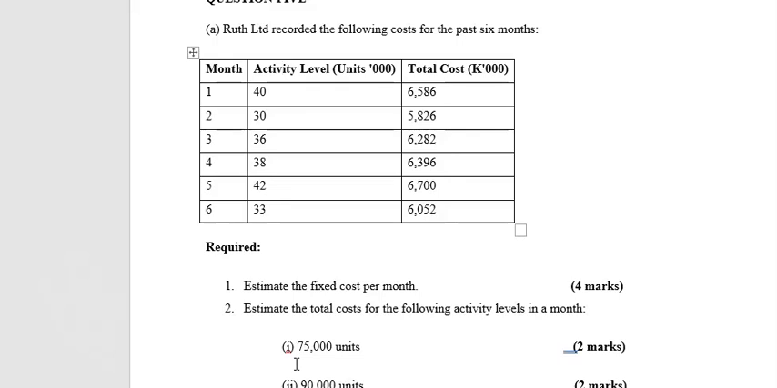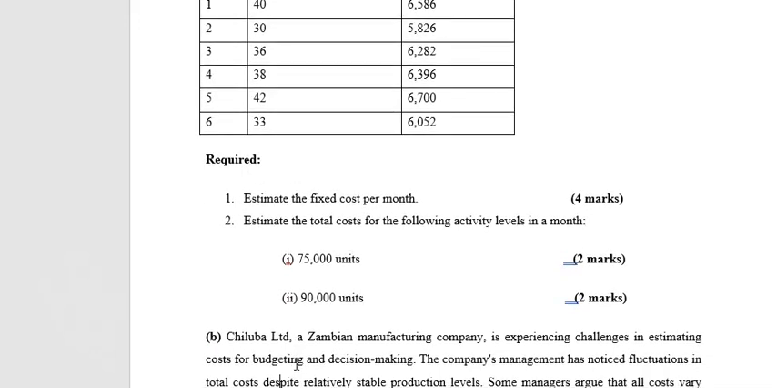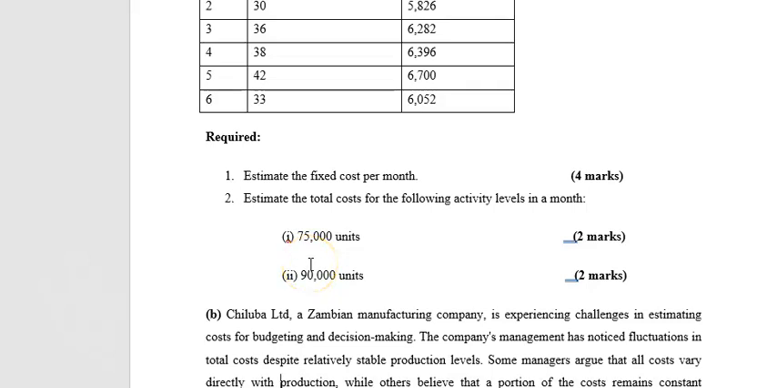This says: estimate the total cost for the following activity levels in a month. So we have these activity levels: 75,000 units and 90,000 units. Of course, for us to answer this question, we will have to understand how we got question number 1, and I will review what we got on question number 1, so that we apply it in answering part 2. Part 2 asks us to calculate the total cost when the activity level is 75,000 and when it is 90,000.